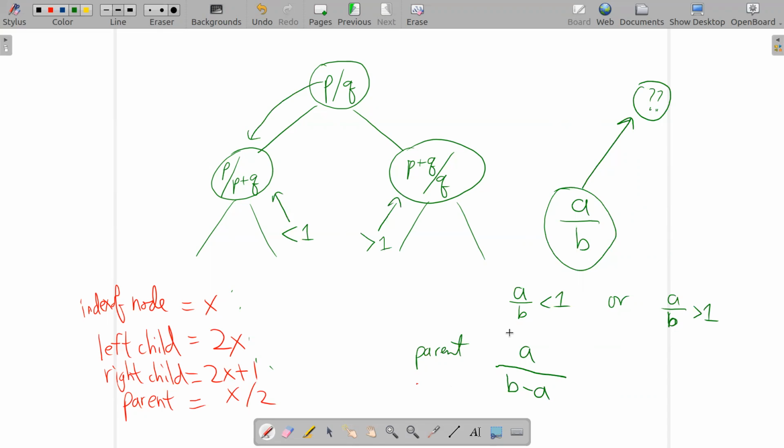Okay. So now, what about the other way? If a over b is greater than 1, you're in the right child case. So in this case, the denominator is the one that's not changed, and for the numerator, you have to remove the denominator like this.